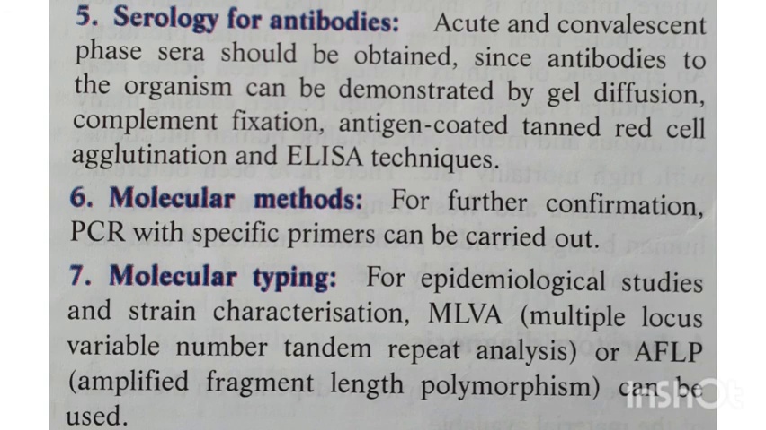Next is antibody detection by serological methods. Here, the antibody against capsular material as well as protective antigen factor can be detected by several serological tests like gel diffusion, complement fixation, antigen coated tanned red cell agglutination, ELISA, etc. And some molecular methods like PCR and molecular typing methods like MLVA and AFLP can be used to detect the characteristics of Bacillus anthracis at the molecular level. So that's all about the laboratory diagnosis of anthrax infection caused by Bacillus anthracis.